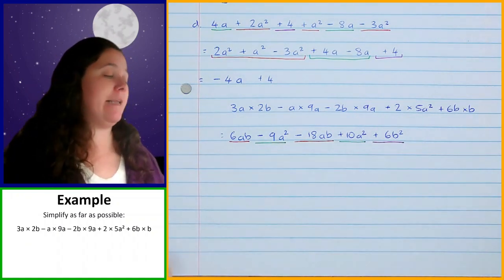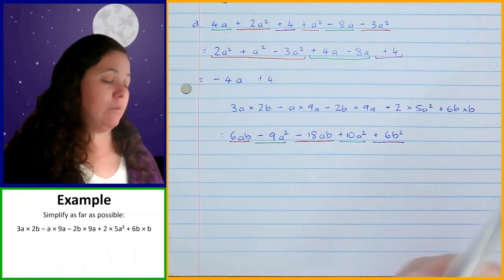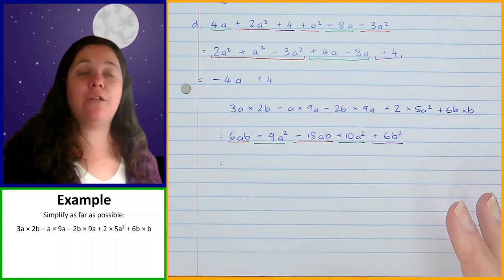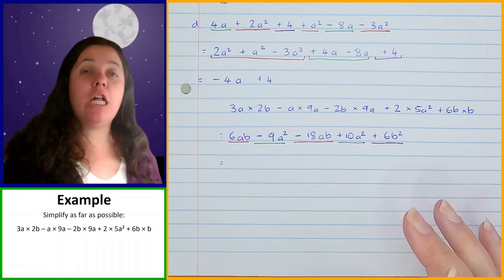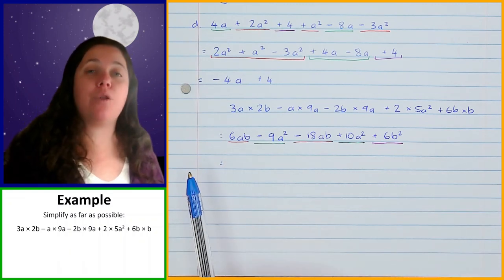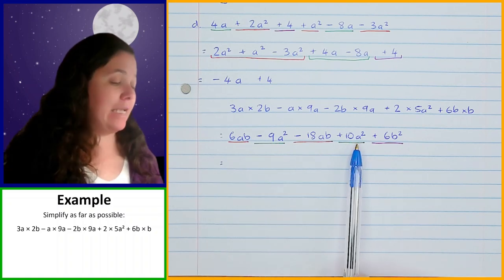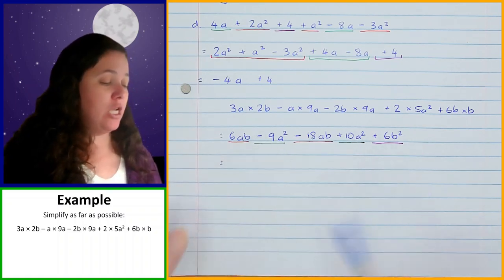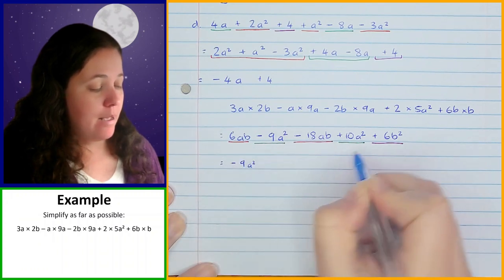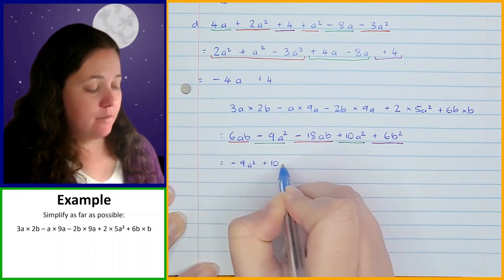Okay, so now I'm going to collect all my like terms. Now remember I said we try to do it in standard form. So that means we're going to go in alphabetical order in descending powers. So I'm going to start with the highest power of a, which is a squared. So I'm going to do my a squareds first. So I've got minus 9a squared plus 10a squared.